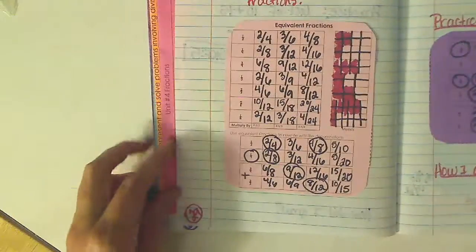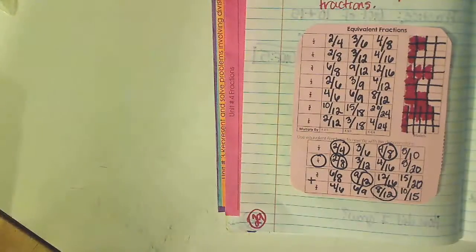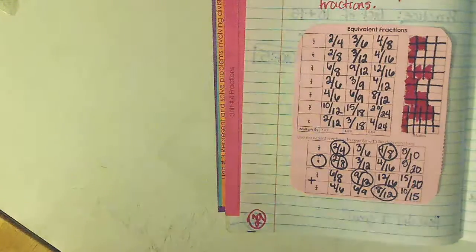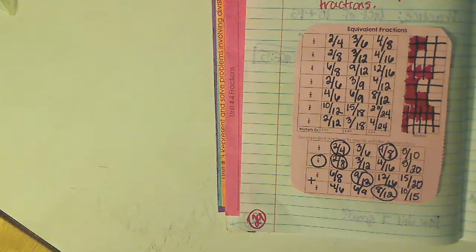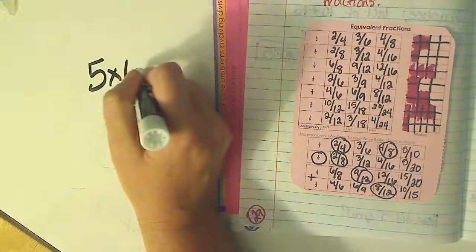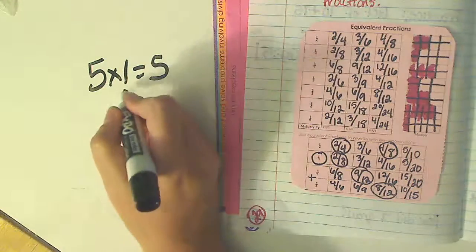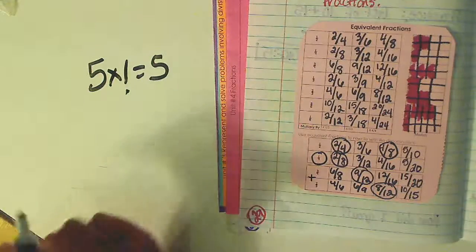One of the things that I talk about with my students is that when we multiply by 1, we always get the same answer. So if we do 5 times 1, we know it's 5. If we do 6 times 1, it's 6, and so forth. It's the same with fractions. It's just that the 1 looks a little bit different.